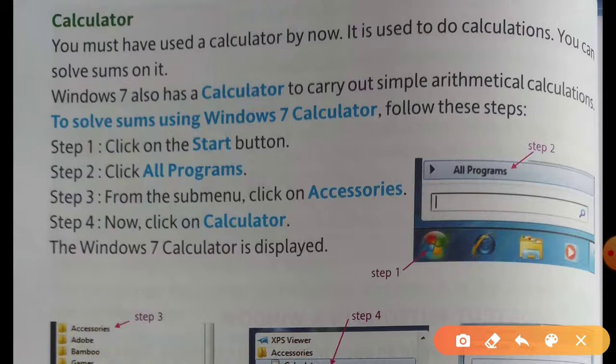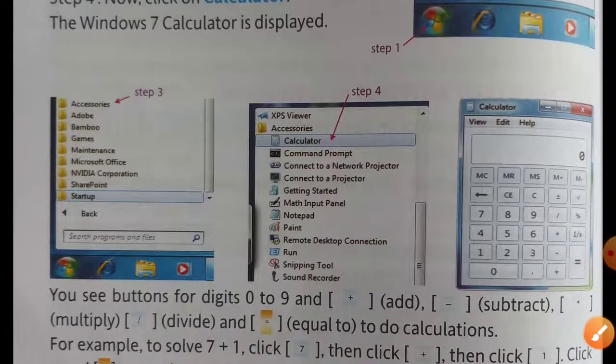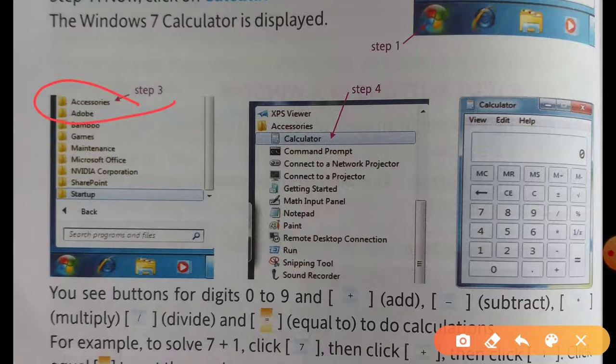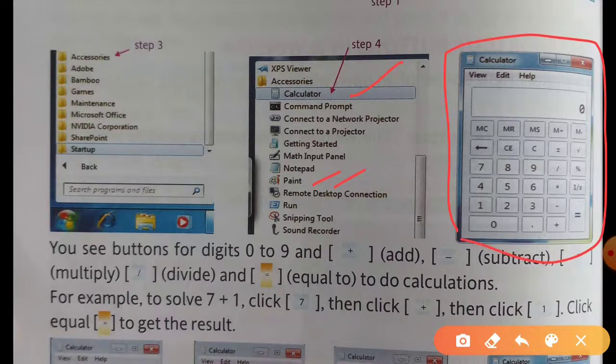Step 1 is click on the start button. Then click all programs is the second step. After clicking all programs, from the submenu, click on accessories, the third step. After clicking accessories, you see many programs: calculator, command prompt, notepad, paint, etc. You have to select calculator in the accessories option. Okay, after clicking calculator, the calculator is open, ready to calculate.